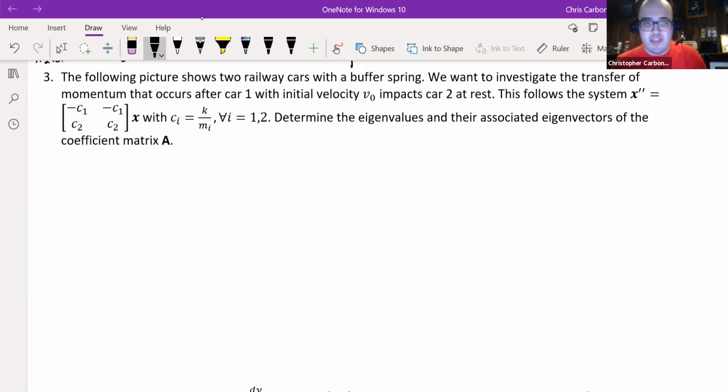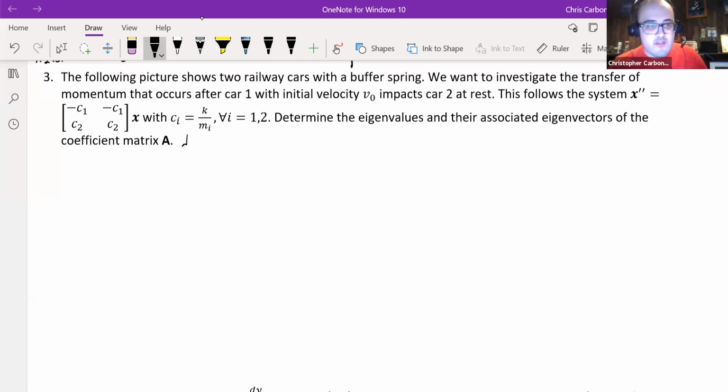This follows the system. The vector x double prime is equal to a matrix negative c sub 1, negative c sub 1, c sub 2, c sub 2 times the vector x, with c sub I being k divided by a mass m sub I, for every I being 1 and 2 in this case. We want to determine the eigenvalues and associated eigenvectors with the coefficient matrix A.